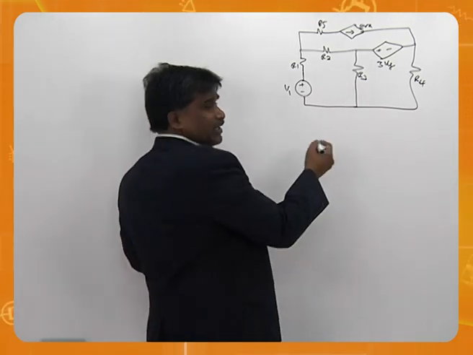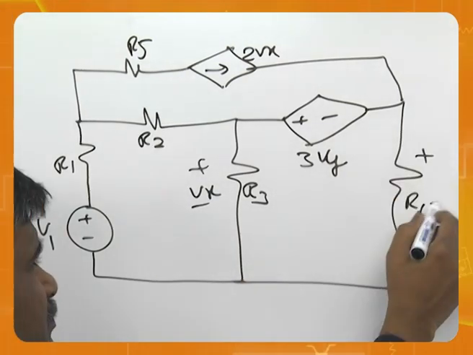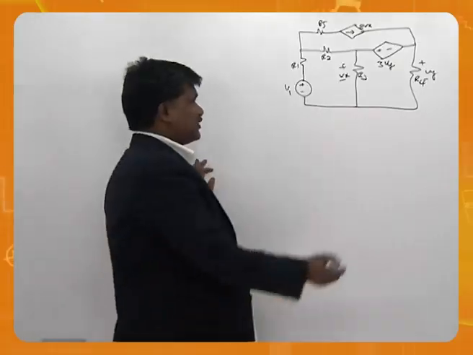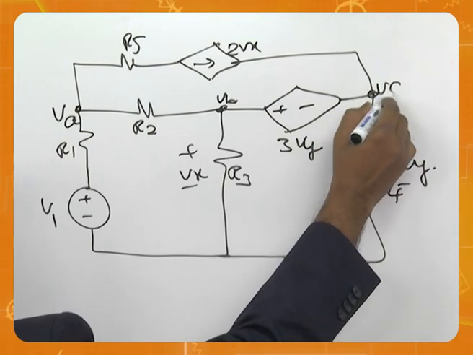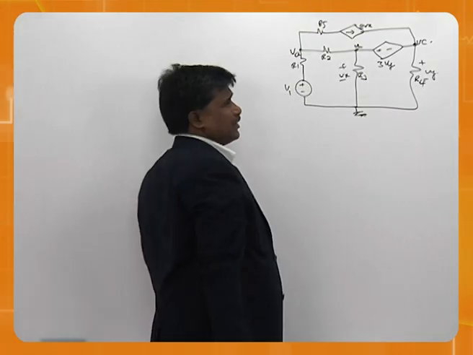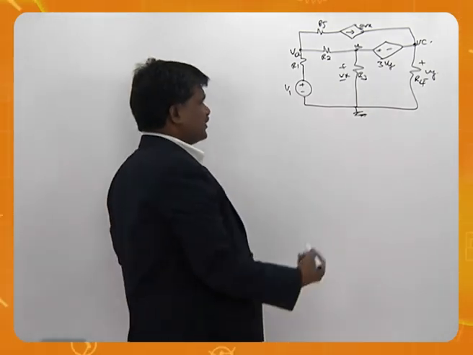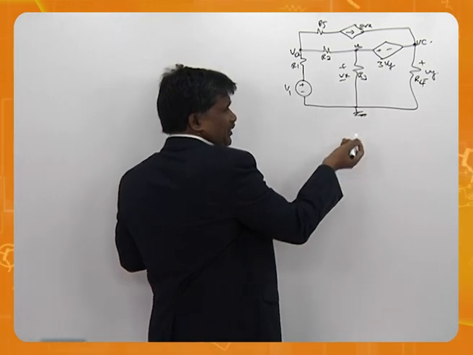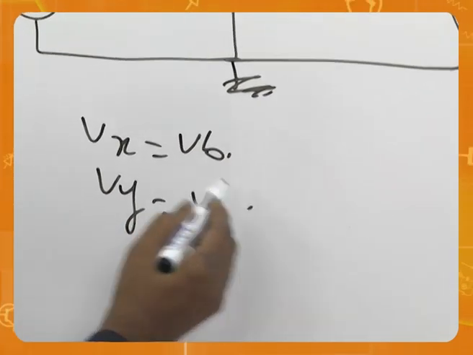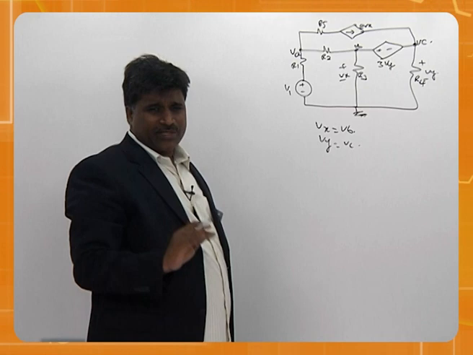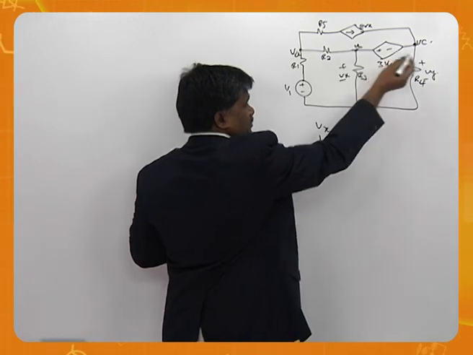And as I've been telling every time, we need to define what Vx and Vy are. Get the equations. The nodes are Va, Vb, Vc here. Now first define, what is Vx? Vb. What is Vy? Vc. How many equations are required? 3 minus, because there are 3 nodes.